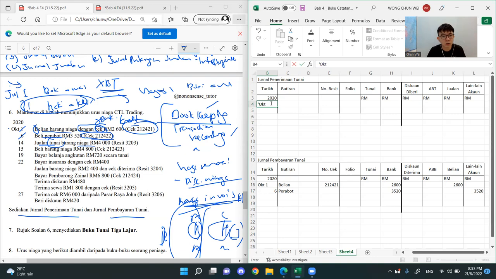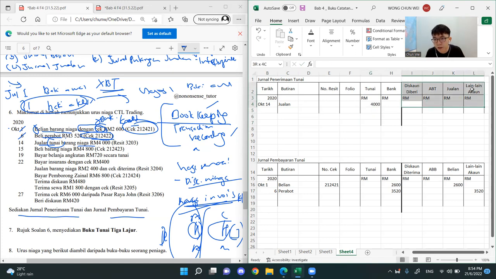October 14. So money from where? From jualan. Okay, you don't need to write jualan tunai because there's no account panggil jualan tunai. Okay, there's account for jualan saja. Alright, so jualan dengan tunai 4,000. So under the tunai here, put 4,000.